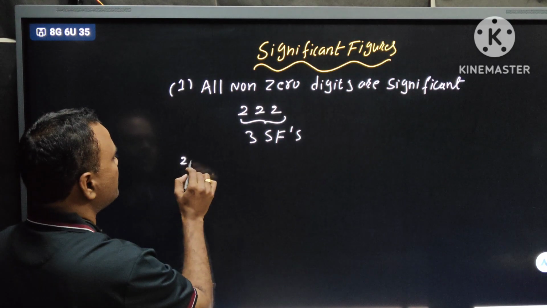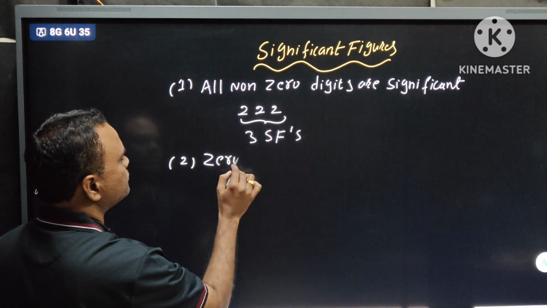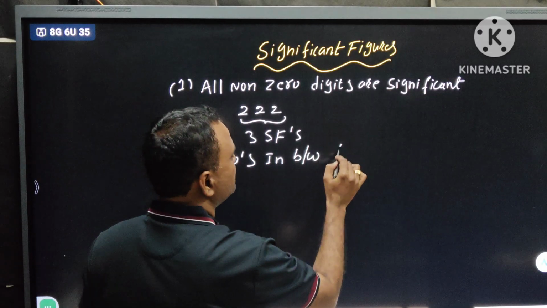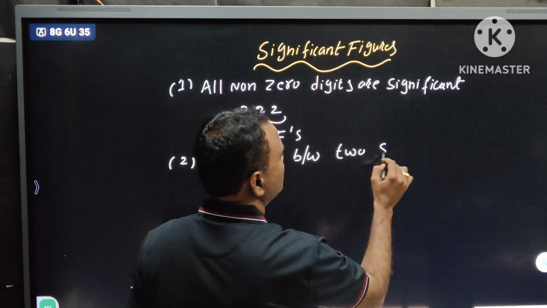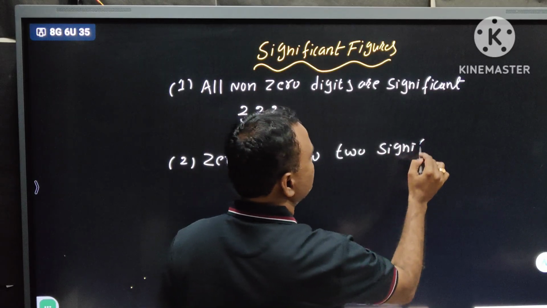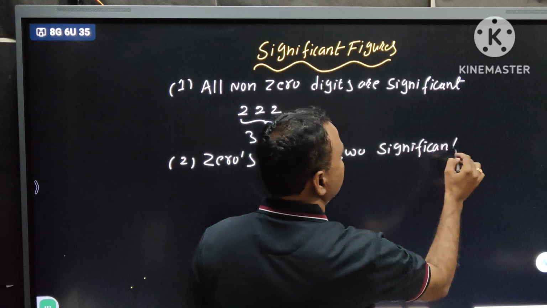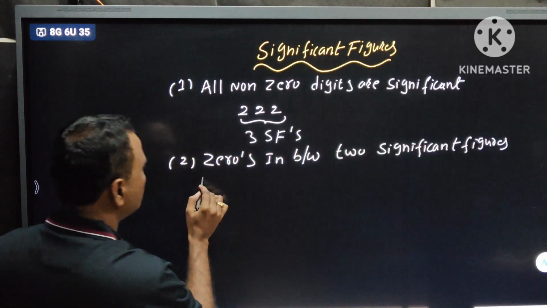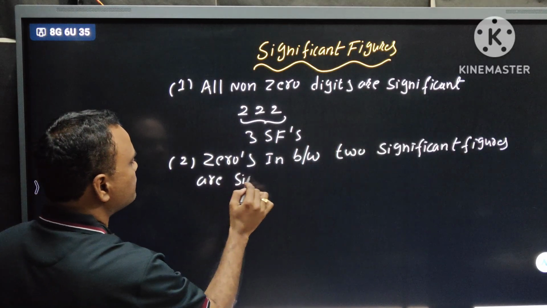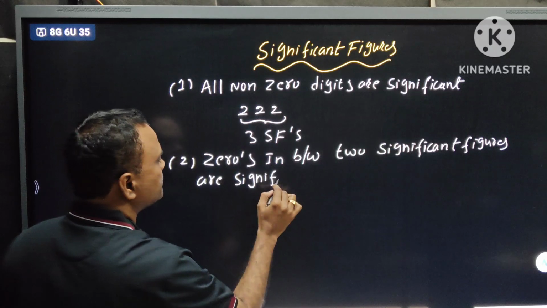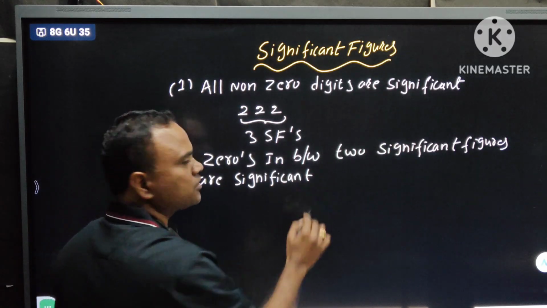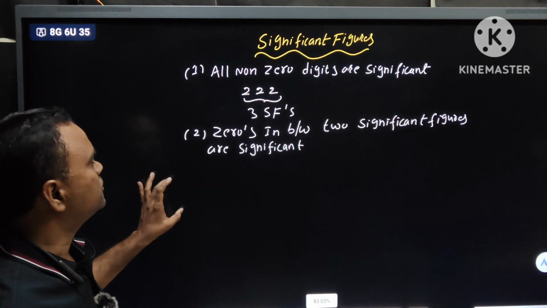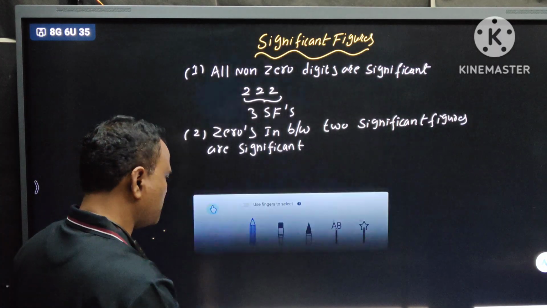Right. Second point, zeros. Zeros in between two significant figures are significant.